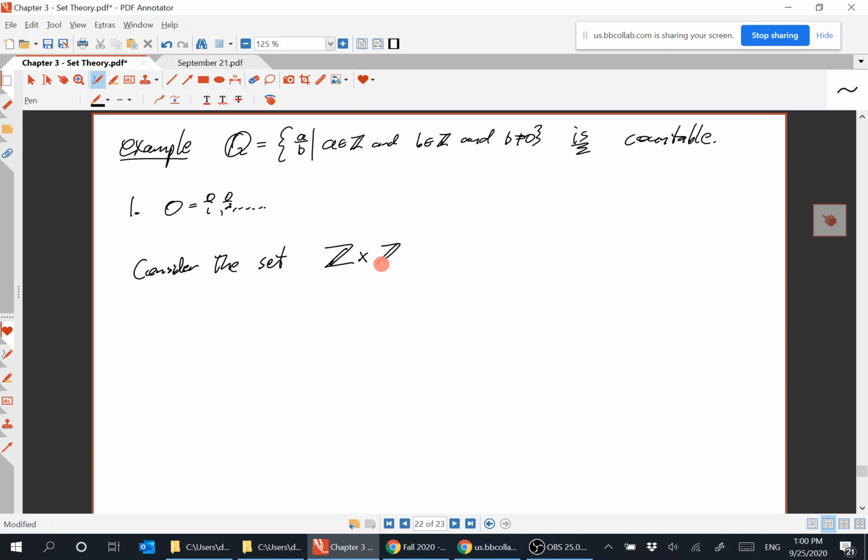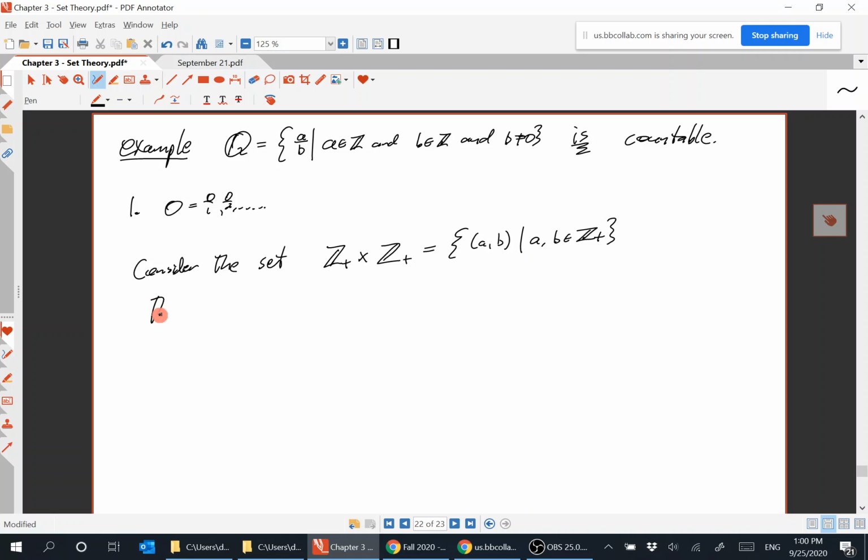The Cartesian product Z cross Z. So x coordinate, y coordinate, where it's integers. Or Z plus, positive integer coordinates. Z plus cross Z plus. So that's the set of all ordered pairs A, B, such that A and B are both in Z plus. So no zeros there. Okay, that's all the rational numbers except for the negative ones.